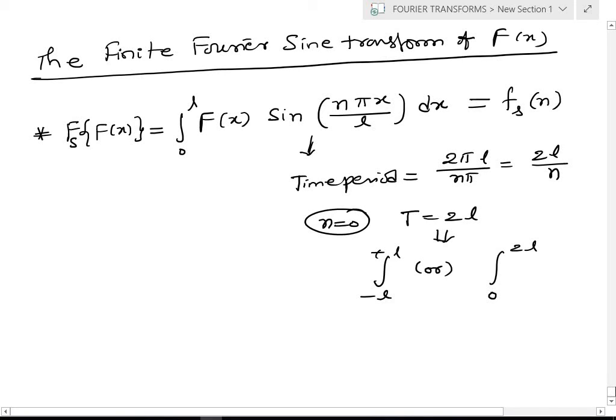What is the inverse finite Fourier transform? Then what will the inverse be here? Then I define the inverse of the above transformation.